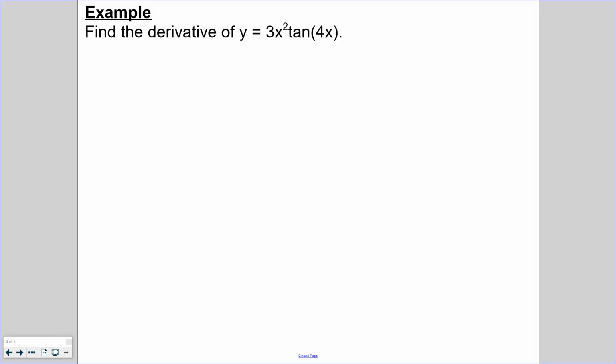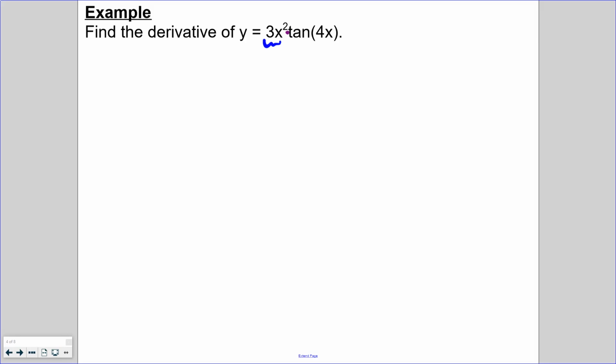Our next example, we want to find the derivative of 3x^2 times tangent of 4x. Now this one's going to be a little bit simpler, a little bit less work, because we have 3x^2, which is one term, times a trig function. So again, we do have multiplication here, so we will have to use the product rule.